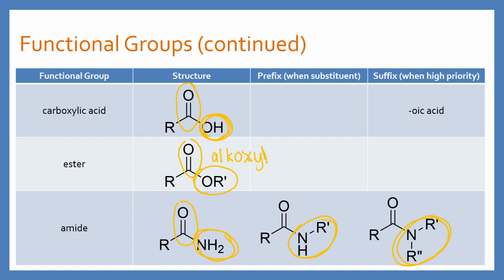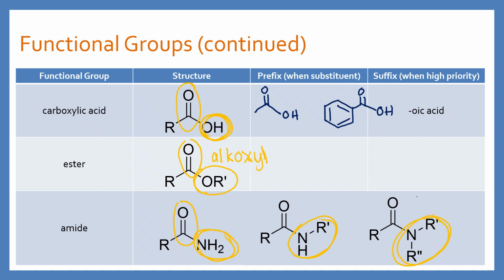So let's draw some examples of these. For carboxylic acid, you've actually seen a ton of these because we did acid-base chemistry in the last chapter. But acetic acid is a really common example. Or you might have something a little more complicated, such as benzoic acid, where you have a benzene ring on the other side. But again, the important thing is you have your carbonyl carbon and the hydroxyl group is attached to it.